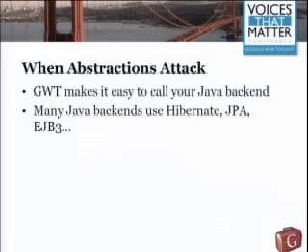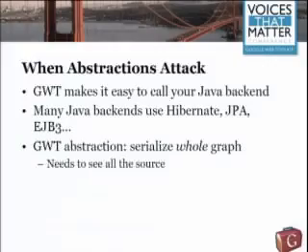The next section is the biggest rat hole that people run into when they're coming from a Java Hibernate world and they start using GWT RPC. So GWT makes it easy to call your Java backend, right? Many Java backends use Hibernate, JPA, Java Persistence Architecture, EJB3, serialization, all kind of the same thing, TopLink. The GWT abstraction is to take this whole graph of objects that you're sending to the client and bundle them all up into an encoded string and send them off.